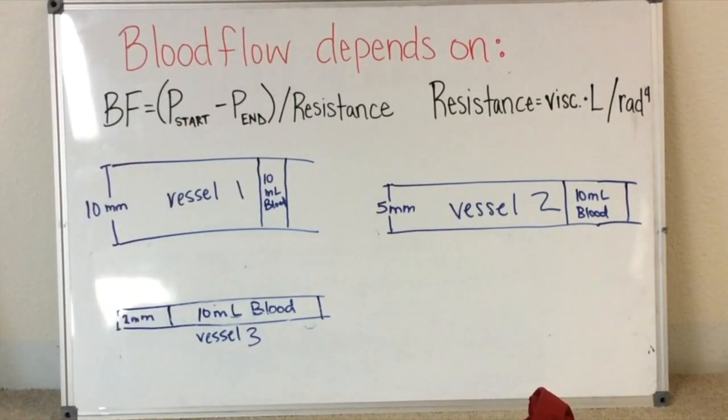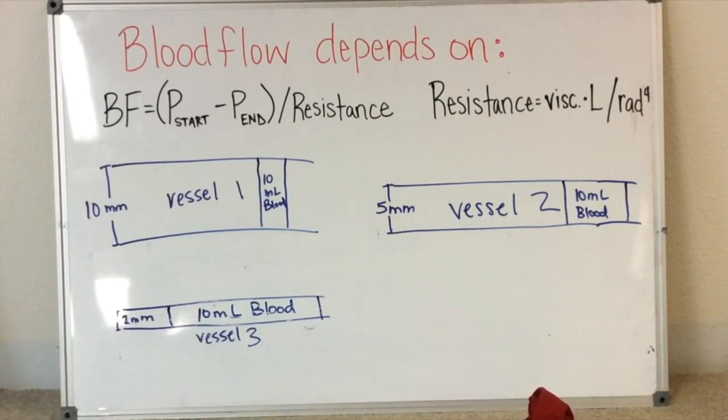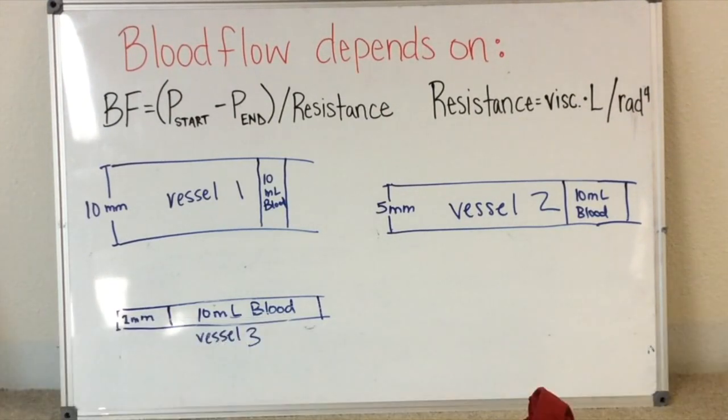Now here's an example of how changes in vessel radii result in large changes in blood flow. Again, let's say that the pressure going into the vessel is the same for all 3 vessels. Let's call it 120 millimeters of mercury. And the end pressure is 0 for all 3 vessels. So the total change is 120 over the resistance. The blood viscosity and the length of the vessels are the exact same, so those will not play a factor. The only factor in resistance is going to be the radii.